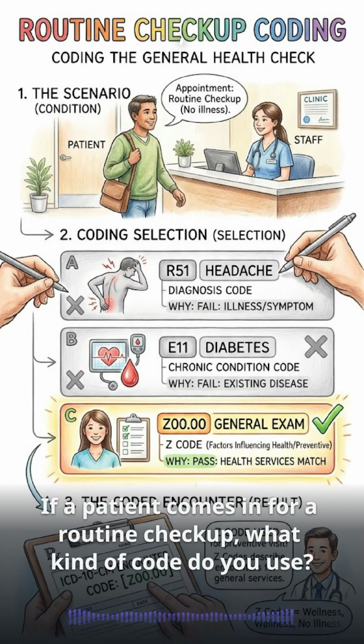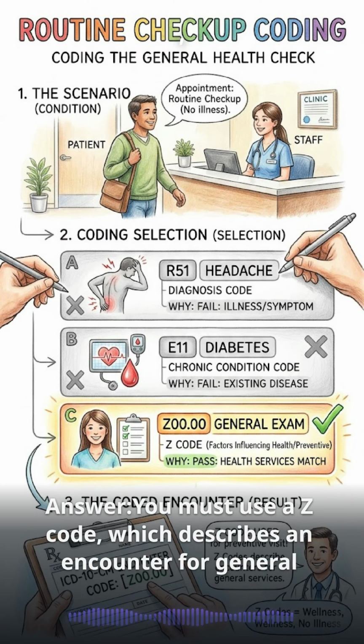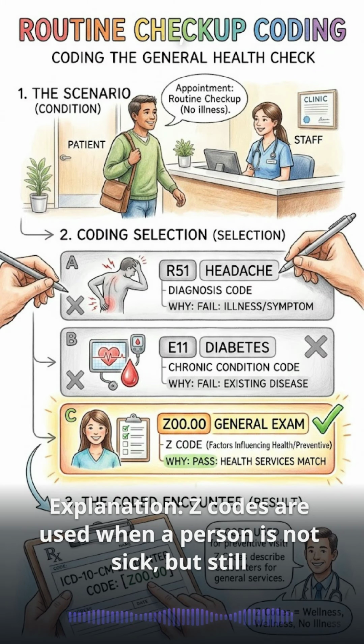4. If a patient comes in for a routine checkup, what kind of code do you use? You must use a Z code, which describes an encounter for general medical health services. Z codes are used when a person is not sick, but still needs medical care.